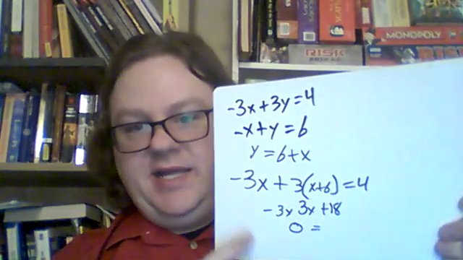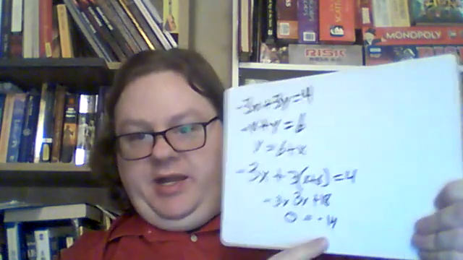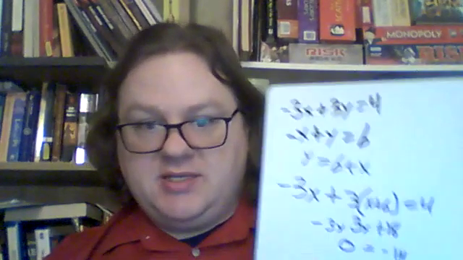Let me scroll down. Yeah, the system has no solution, because the 3x canceled out, and we were going to have 0 equals negative 14, which is untrue. 0 cannot equal negative 14. So since that is untrue, the system has no solutions.